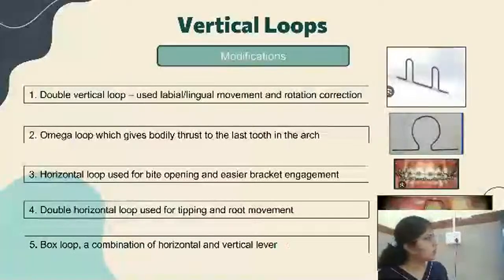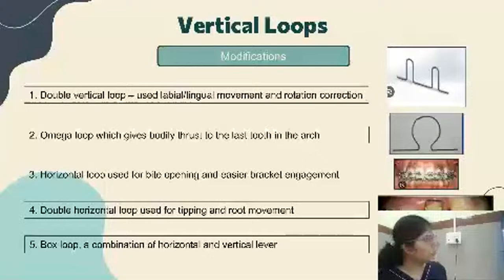Then omega loop, which gives bodily thrust to the last tooth in the arch. Omega loop is a modification. Horizontal loop used for bite opening and easier bracket engagement. Double horizontal loop used for tipping and root movement. And box loop, a combination of horizontal and vertical loop.